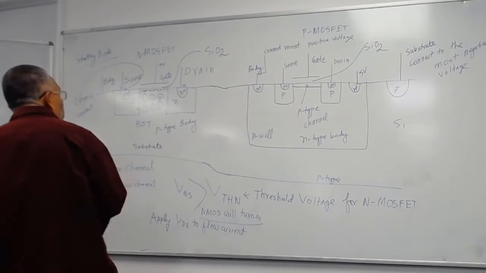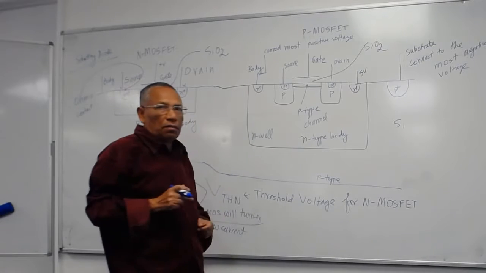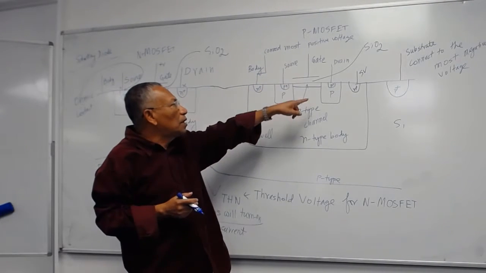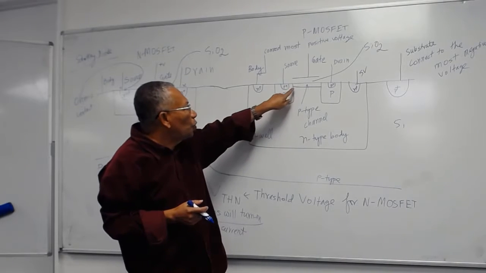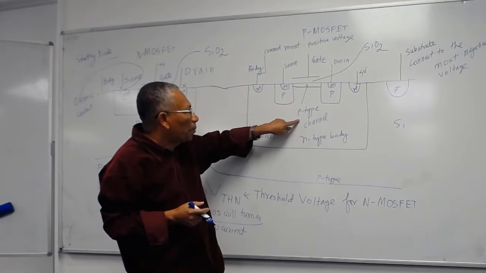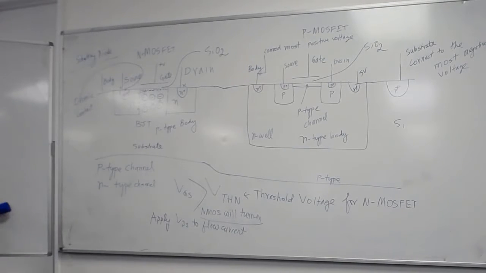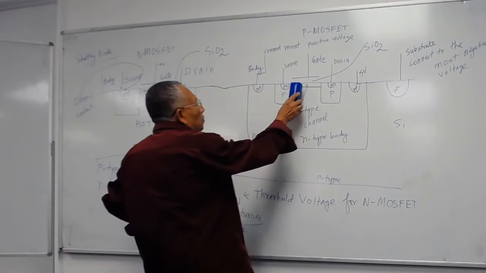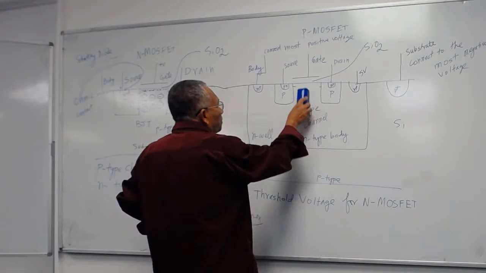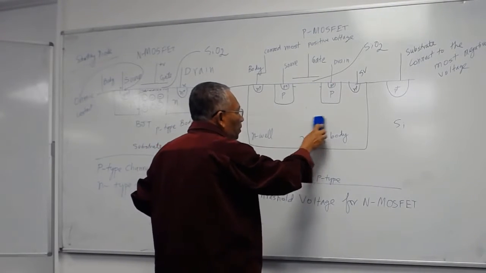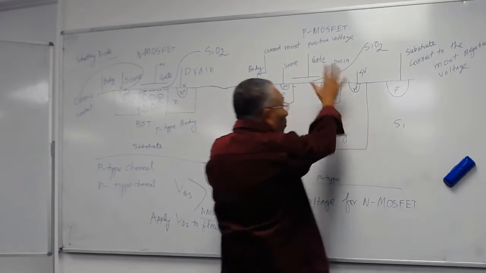So now we go to PMOSFET. Here to turn on the MOSFET, initially you have N-type, so you want to try to make a channel of P-type. So what will be the situation here? Initially there is no channel. You want to make a P-type channel. And this is the N-type body.